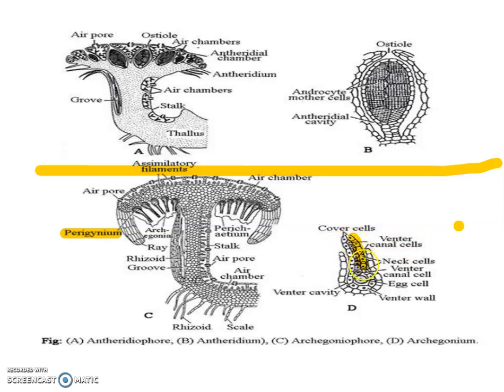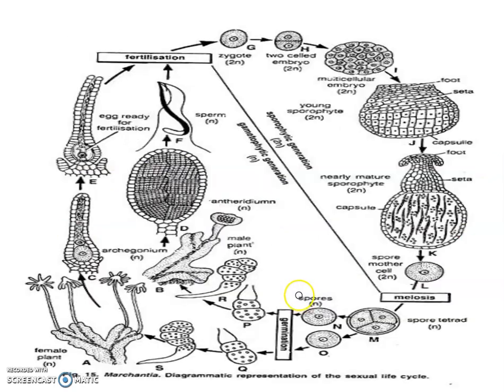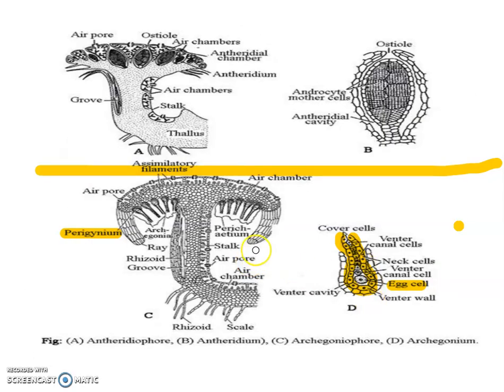These are the ventral canal cells, and inside them there is a formation of egg cells. The egg cell is here. These ventral canal cells form a mucilaginous, sugary substance formed by the neck cells. In the antheridium, the sperms or antherozoids are produced.